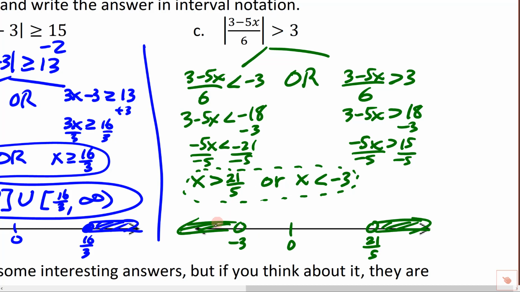And the word is "or," so it's either here, or if it happened to have both types of shading, then we'd include that. But there's a graph of the answer. Now let's write it down in interval notation.